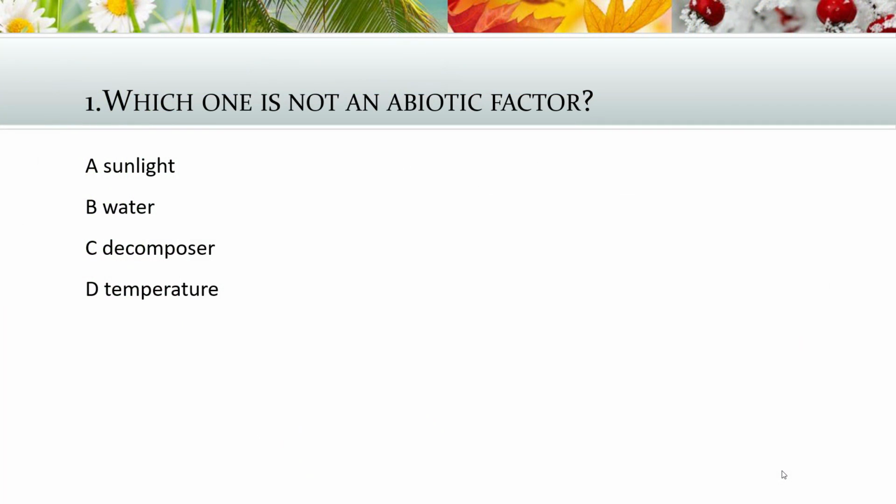The first question is, which one is not an abiotic factor? The options are sunlight, water, decomposers and temperatures. So first thing, we have to understand what an abiotic factor is. The total ecology is classified into two different kinds of things. The first one is the biotic factor and the second one is the abiotic factor.